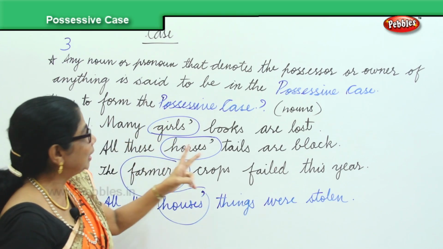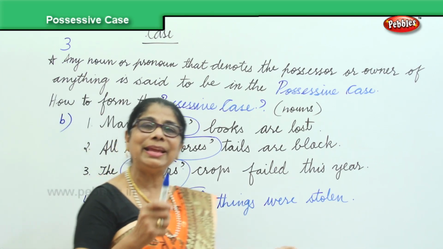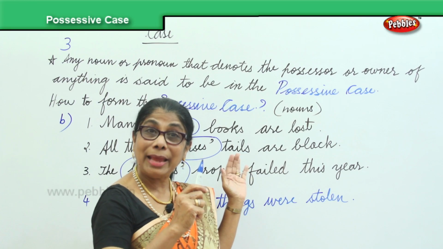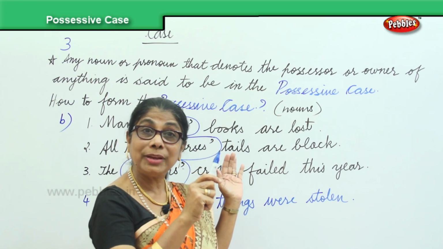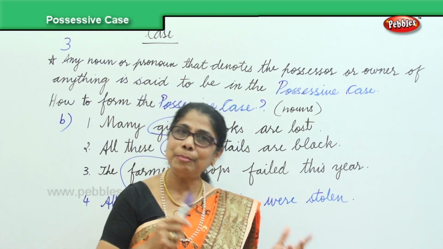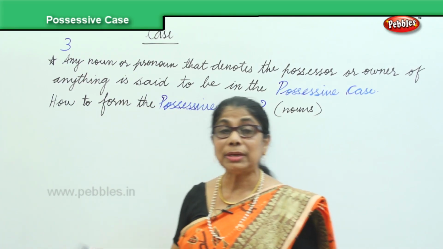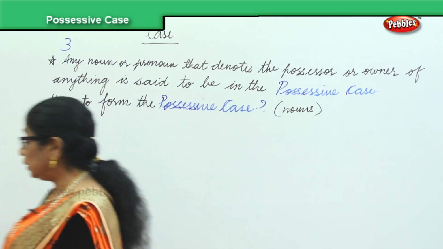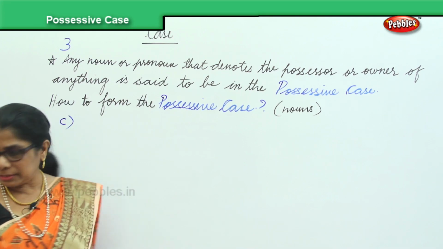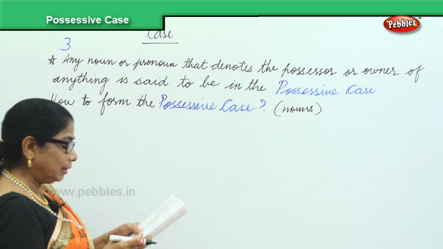So, there are two ways of forming possessive case. In the singular noun, the apostrophe, then the S is formed. In the plural noun, you put S and the apostrophe comes after the noun. The two are singular and plural possessive case. Now we go to the third way of forming the possessive case. Okay, first is the singular, second is the plural, and here you have the third one.